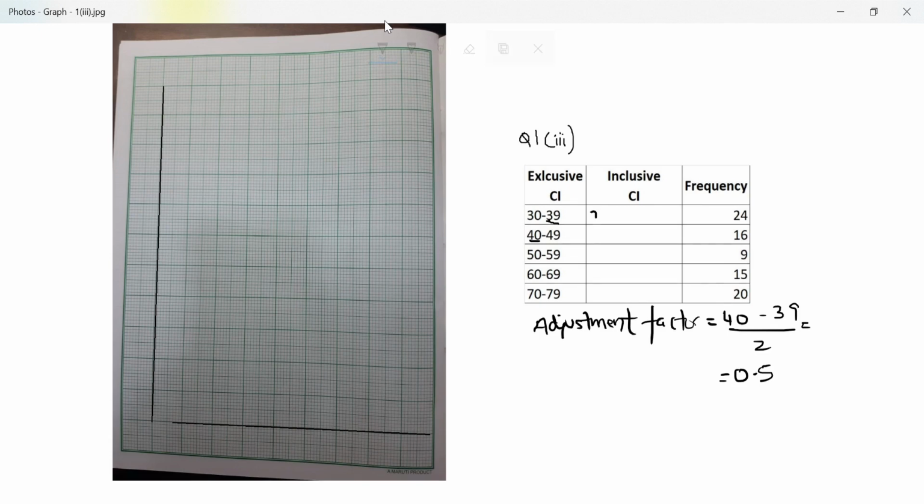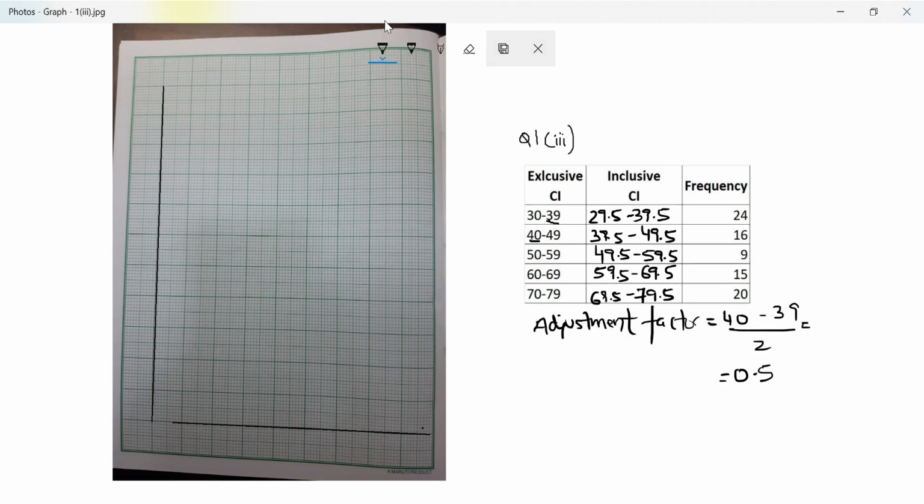So this is 29.5 and 39.5. This one will be 39.5 and 49.5. This will be 49.5 and 59.5. This is 59.5 to 69.5, and the last one is 69.5 to 79.5. The frequencies are given, which is 24, 16, 9, 15 and 20.